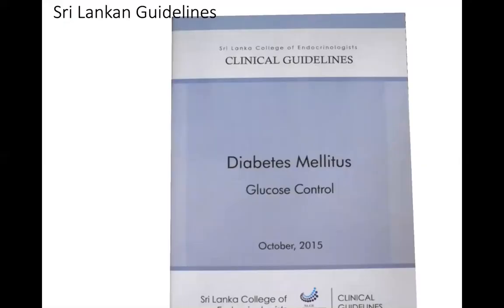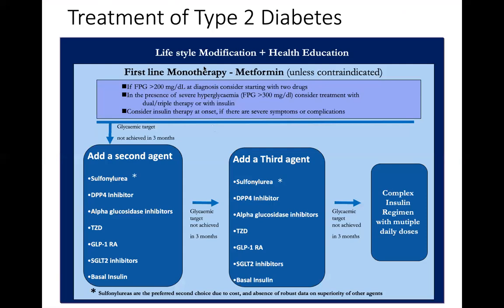So there are Sri Lankan guidelines as well, which are being updated now, but this is the last one that we have published. You can see this is from the Sri Lankan guidelines. Lifestyle modification and health education for all patients with diabetes. First line monotherapy of metformin unless it is contraindicated. If the initial entry glucose is high, you could start with 2 drugs immediately. And if the glucose is very high, use insulin.